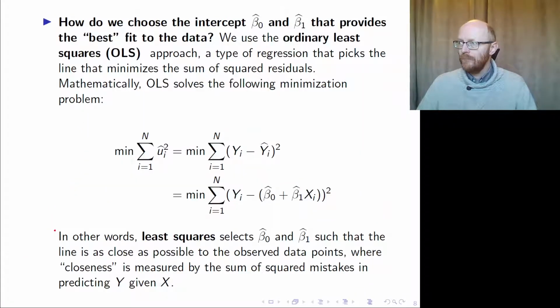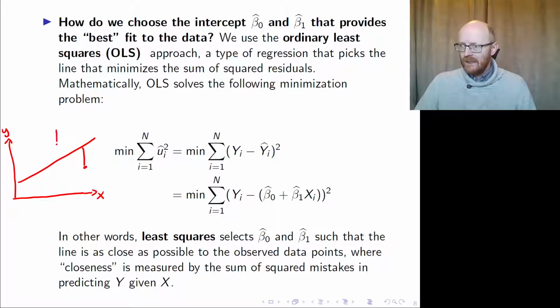Okay, so how do we choose the intercept and the slope? How do we choose our coefficients? Well, what we do is that we minimize the sum of squared residuals. So remember that the residuals, I will have to skew my pad here a bit. So we have some residuals, and we look at the residuals here, and we square them. Sum of squared residuals.